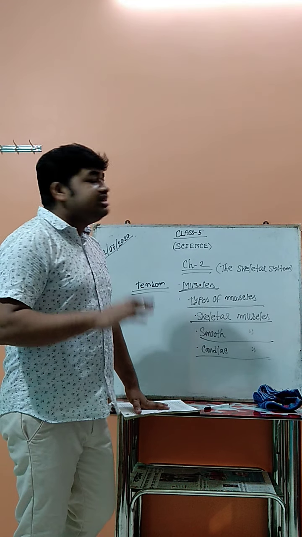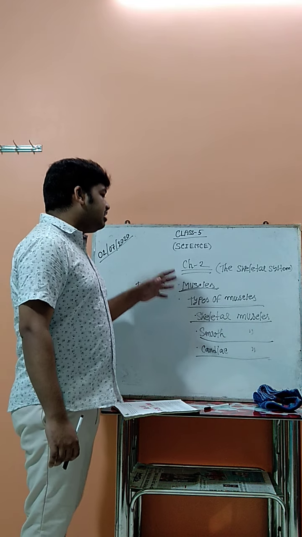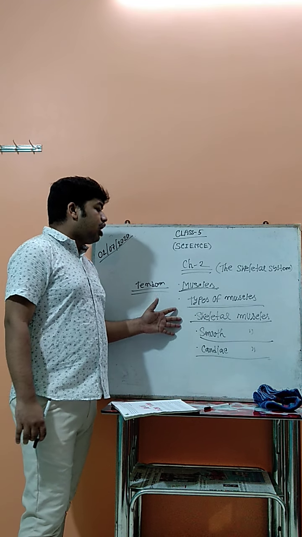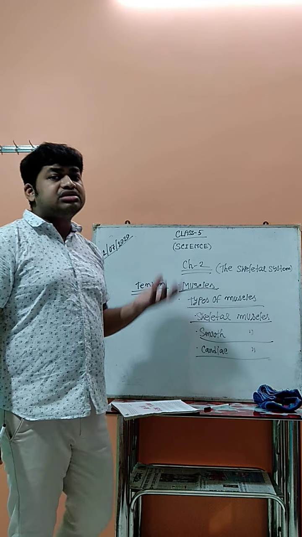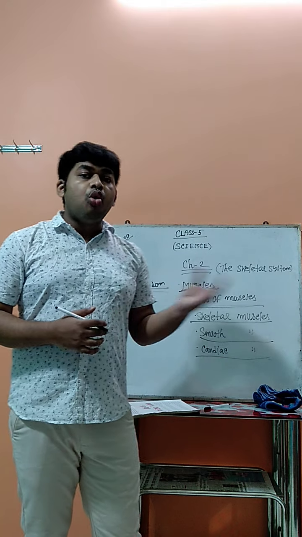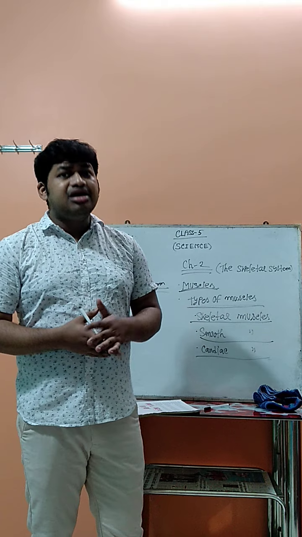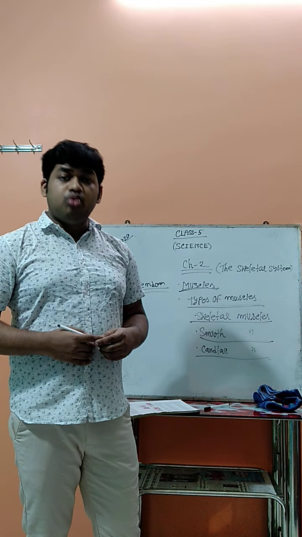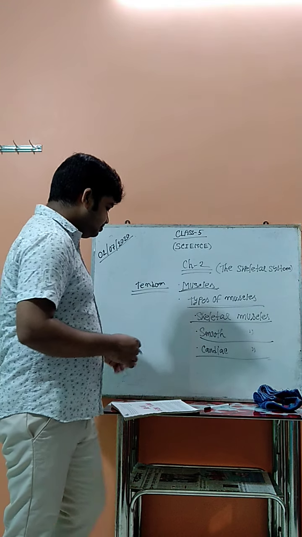So what do you read? The skeletal muscles help us to move around. The skeletal muscles are also called voluntary muscles, because according to our own will we are able to move any body part in the skeletal muscle portion, like the legs and hands. This type of muscle is known as voluntary muscles.